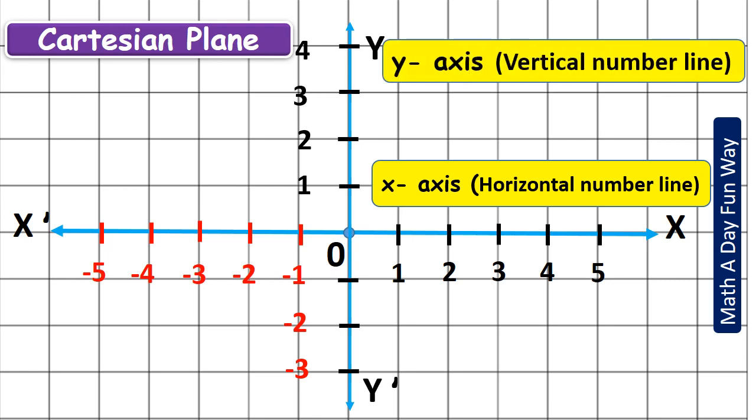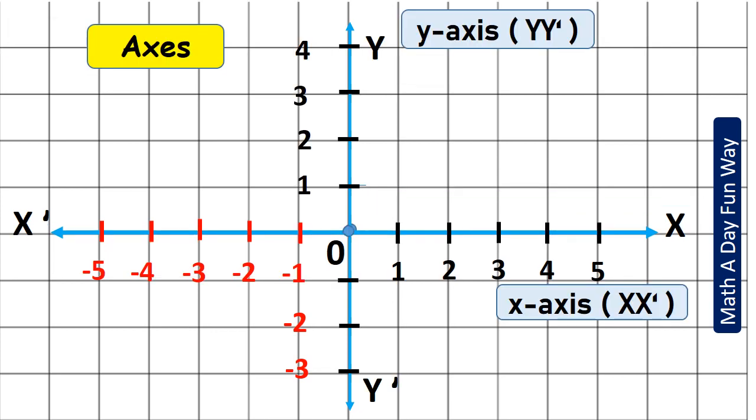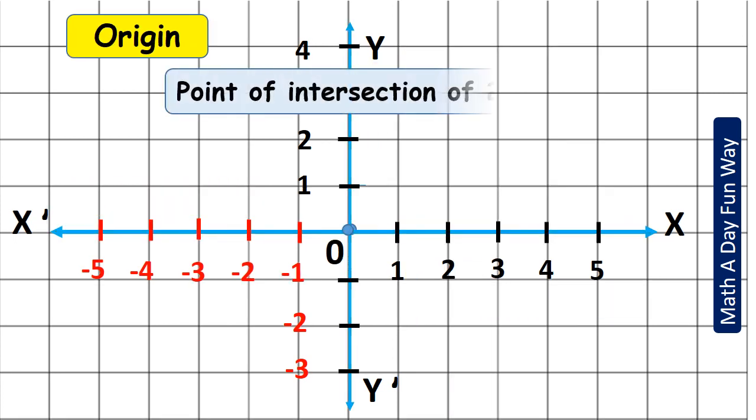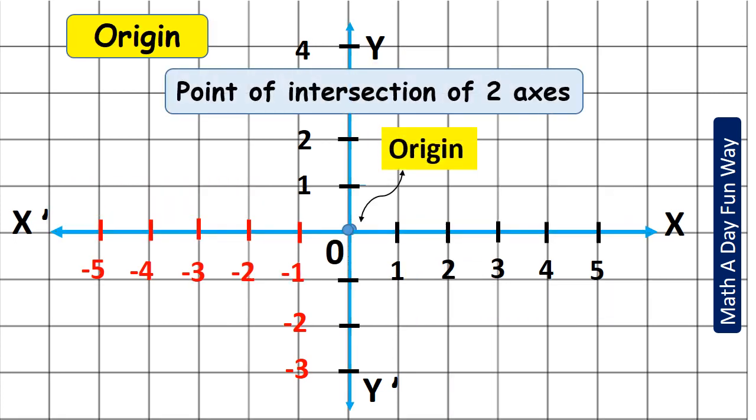The horizontal axis is called the x-axis. And, the vertical axis is called the y-axis. Now, watch carefully and note the negative and the positive sides of the two axes. The positive side of the x-axis is on the right of number 0 and the positive side of the y-axis is above 0. The point of intersection of the two axes is at the number 0 of the two number lines. It is called the origin.